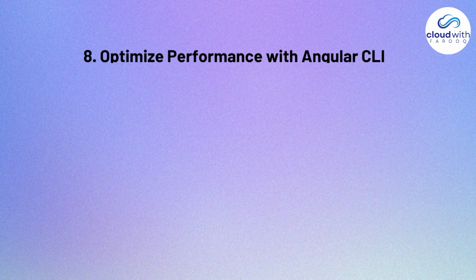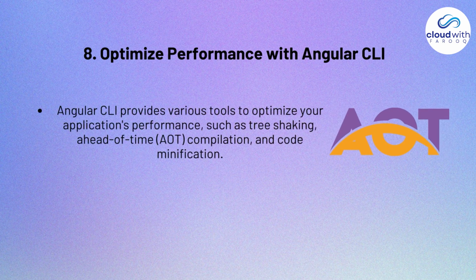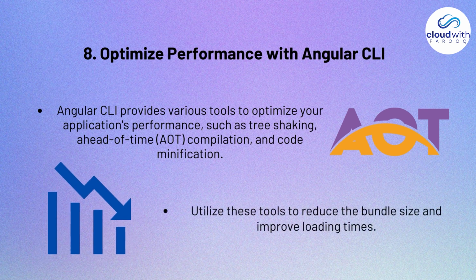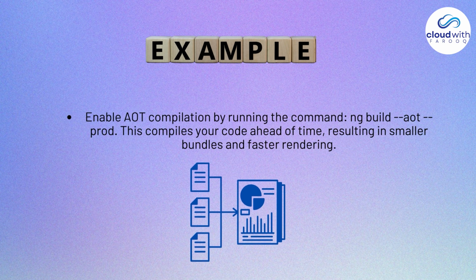Number 8. Optimize performance with Angular CLI. Angular CLI provides various tools to optimize your application's performance, such as tree shaking, ahead-of-time compilation, and code minification. Utilize these tools to reduce the bundle size and improve loading times. For example, enable AOT compilation by running the command ng build --aot --prod. This compiles your code ahead of time, resulting in smaller bundles and faster rendering.